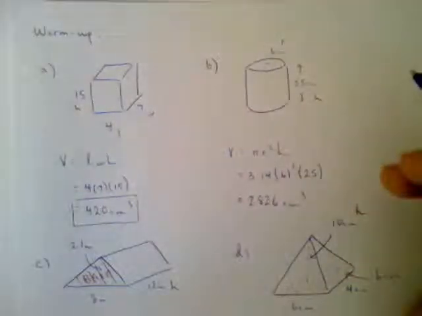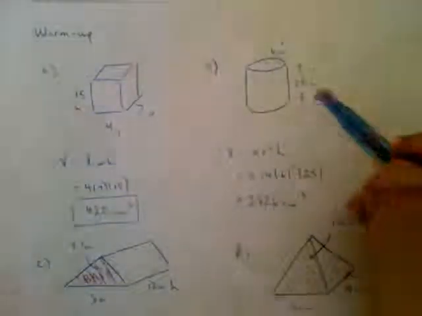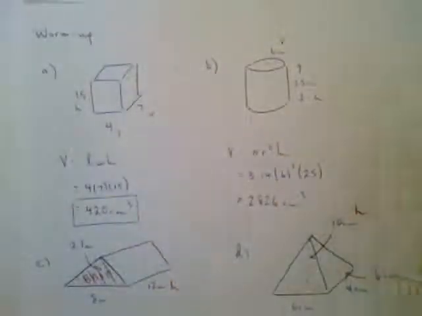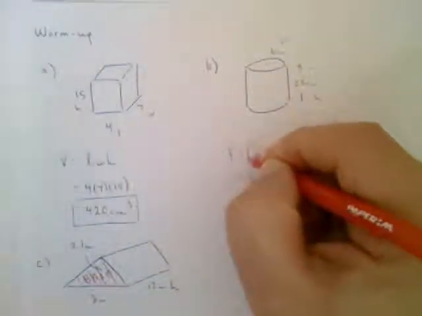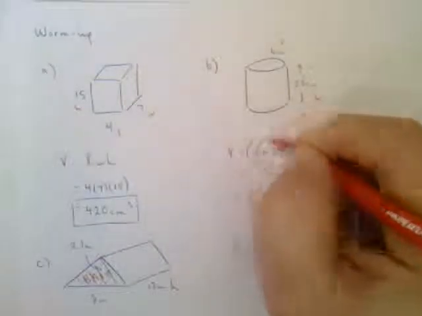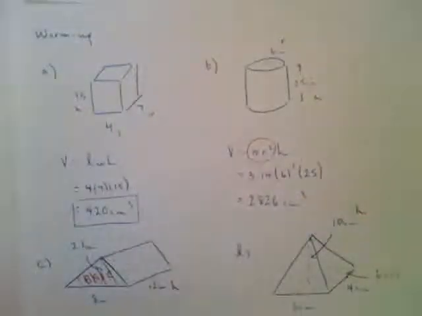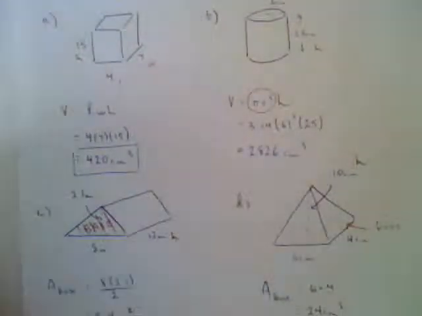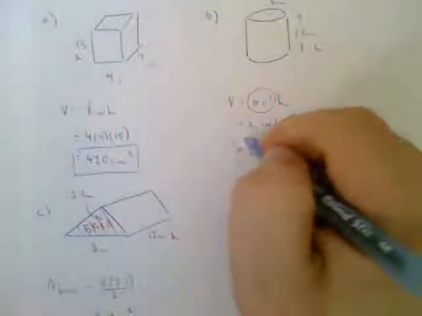Yesterday you guys did cylinders. It's just a prism with a circle base. So a really nice formula for a prism: any volume is area of the base, which for a cylinder is pi r squared, times the height. So very nice formula to work with. I got about 2,826.